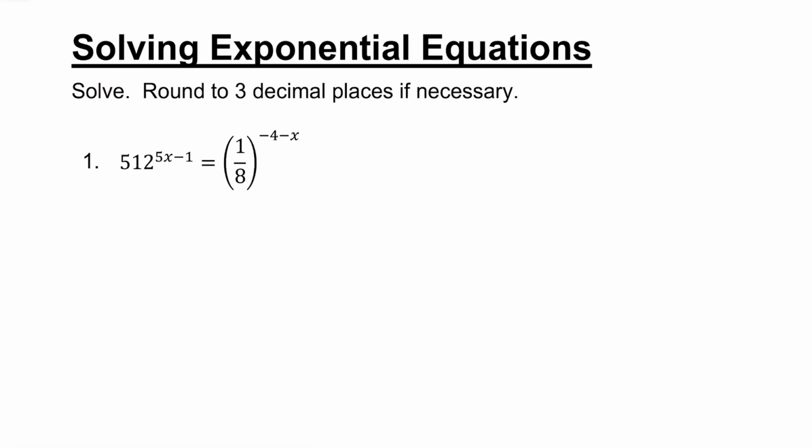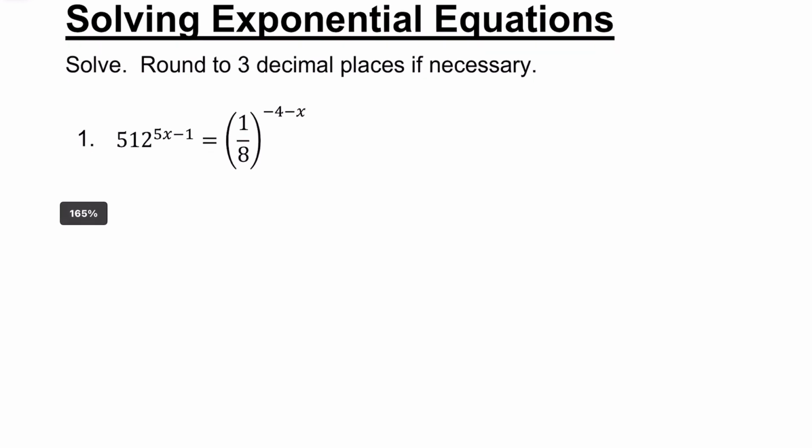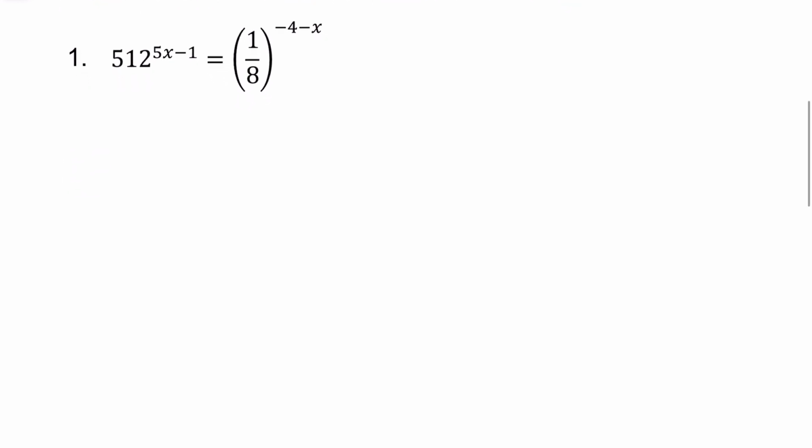We are to solve the following exponential equations and round to 3 decimal places if necessary. Looking at our first example here, notice how 512 and 1 over 8 can be broken down into the same base. So 512 can be broken down into 8 to the third, so we have 8 to the 3 times 5x minus 1 equals 1 over 8, which is 8 to the negative 1 times negative 4 minus x.